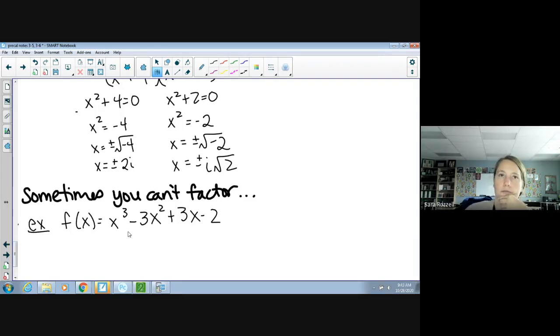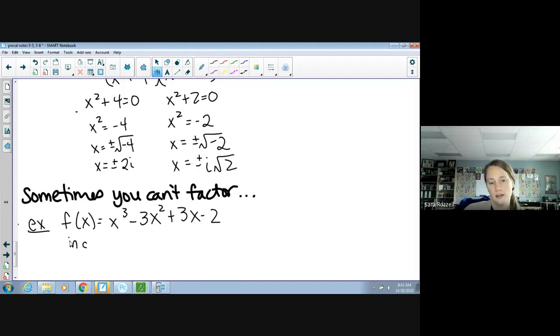So if you have x cubed minus 3x squared plus 3x minus 2, this is one that we can't factor. We could try to do grouping, but it wouldn't work. We can't use any of the methods that we just had. So you have to put it in your calculator to see if you can find all 3 of your roots. And if you can't, you'll use synthetic division.